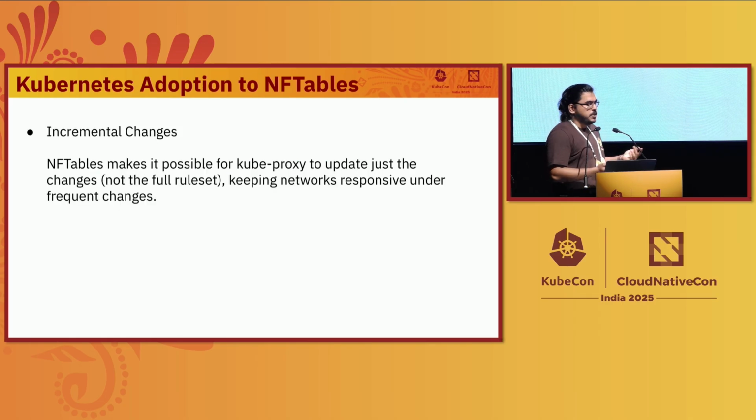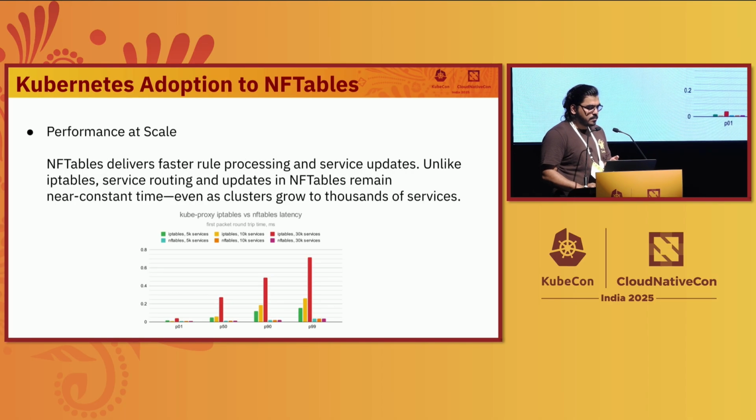And since it also supports the incremental API, as we discussed earlier, programming the data plane doesn't take that much time. Here's an example of the performance difference. As you can see, for 30K services and P90 latency, with IPTables the time taken for the packet increases linearly with the number of services and endpoints, and for NFTables it is constant. That is one of the major differences, and that is what is powering kube-proxy.